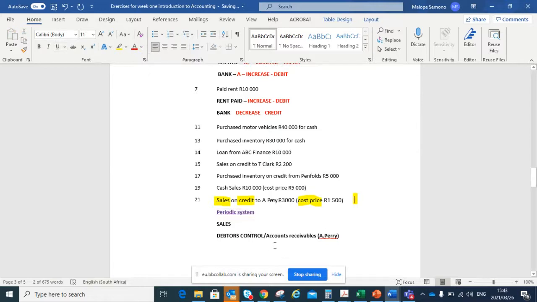Okay, so I'm showing you the periodic. The two accounts are sales and debtors. Now, who can tell me? Let's classify. I think now you know what I mean. What are the sales and what is debtors control? I'm going to wait for you. You tell me, where do my sales fall, and where does debtors control fall?